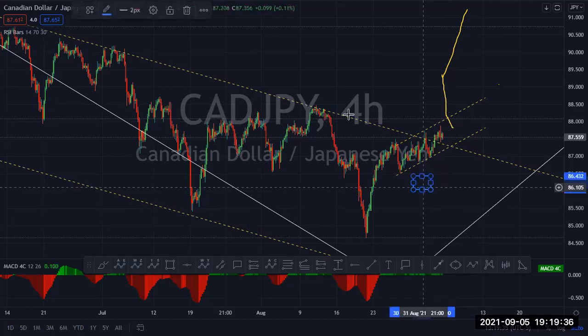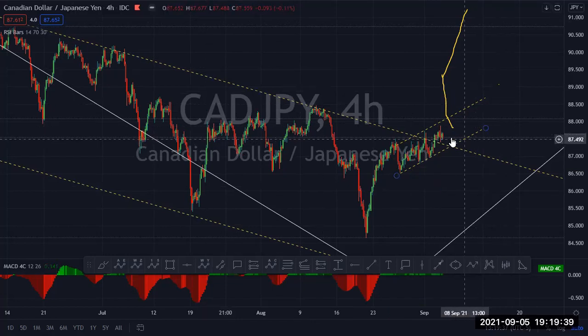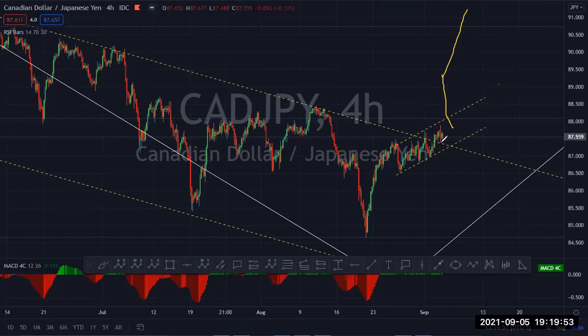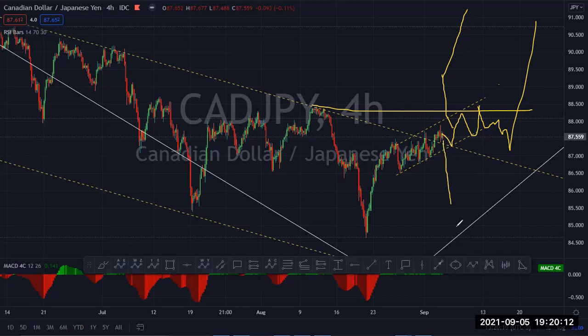Let me remove this for now. But if we don't get it, if it keeps going up and closes below this level, then we may have a pullback like this and go up. But if the channel breaks down before taking this out, then we might get it to go very, very low.